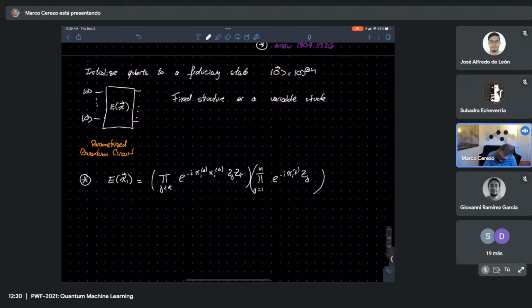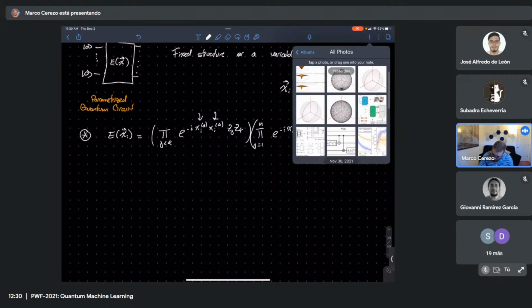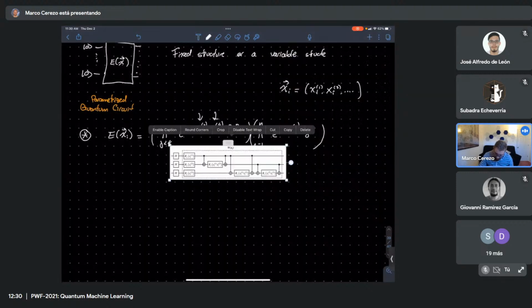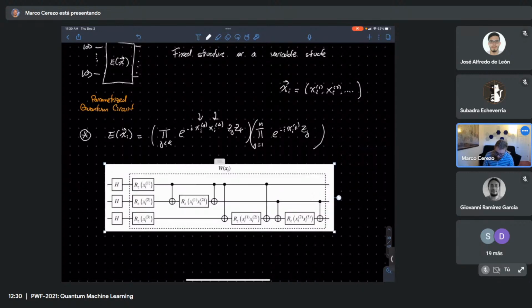So here I'm using the notation that the vector x_i has components x_i,1, x_i,2, and so forth, right? So these right here, the parameters in the rotations are given by the elements of this real valued vector, right? So how does this look? Let's just paste it. Sort of looks like this. This is an example for 3 qubits, right?